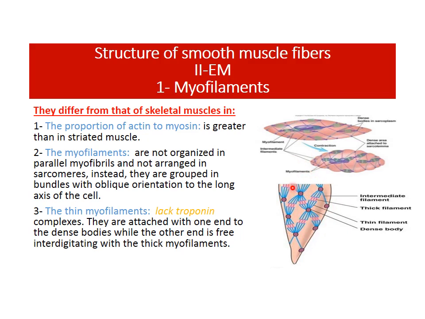Again, myofilaments are the structure of smooth muscle fiber as seen by electron microscope. They differ from those of skeletal muscle in 3 things. 1. The proportion of actin to myosin is greater than in striated muscles. 2. The myofilaments are not organized in parallel, myofibrils are not arranged in sarcomeres. Instead, they are grouped in bundles with oblique orientation to the long axis of the cells.